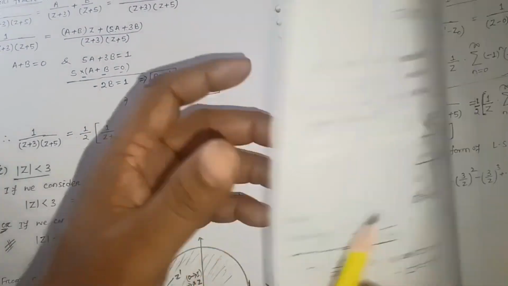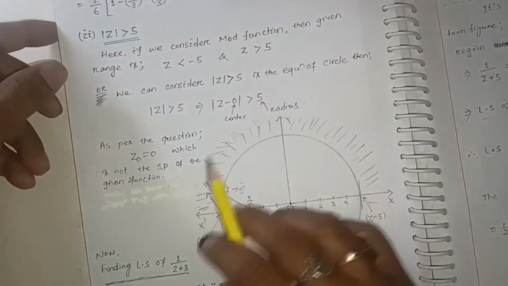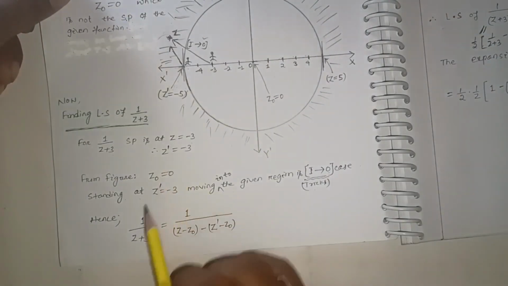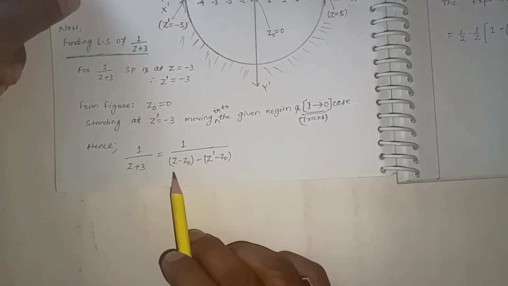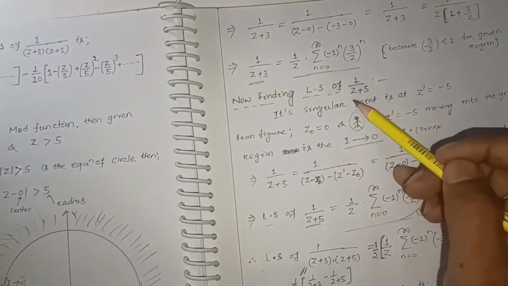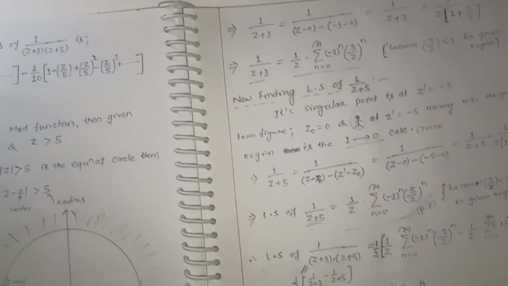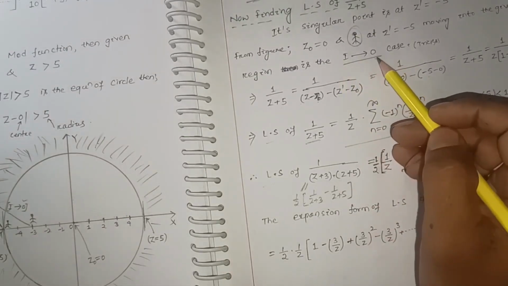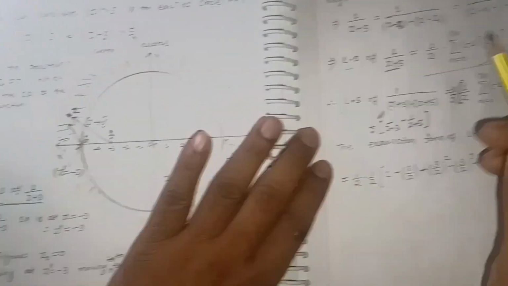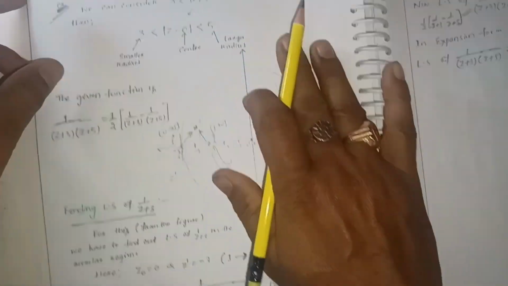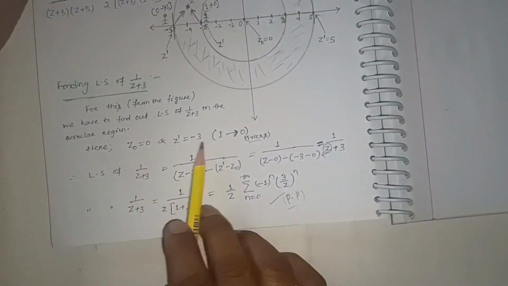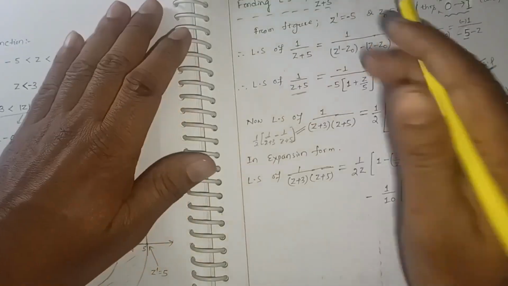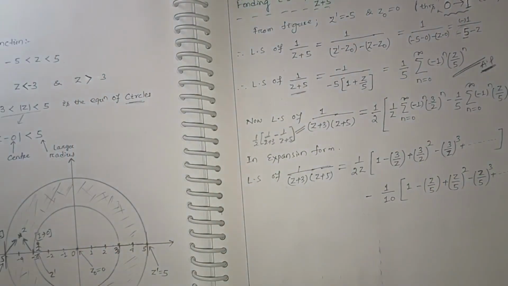This is the first part. For the second part, only draw the figure, mention z, z dash and z0, write the general equation of the Laurent series, put in the values and find the Laurent series. Then just write the z dash and z0 values and mention from the figure whether it is in to out or out to in. Then find the value. For this case also I have written to the point. Here you can see z dash, z0, and we got the Laurent series. Like this you have to write.